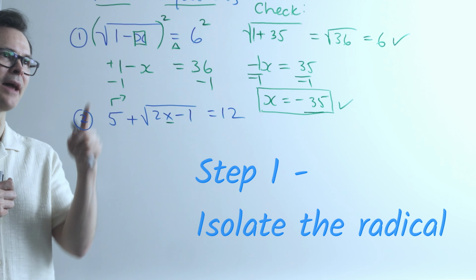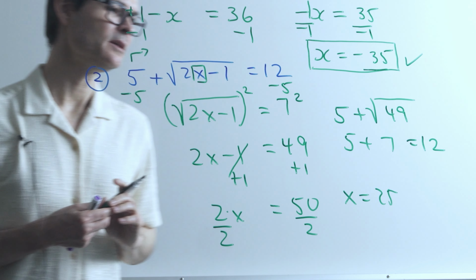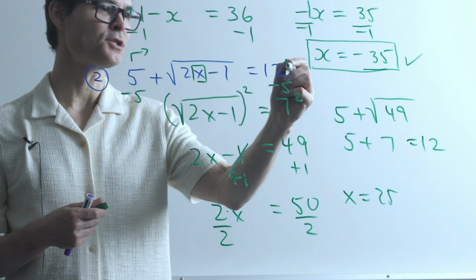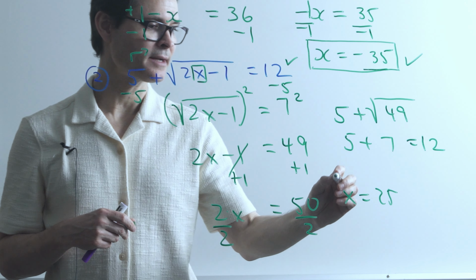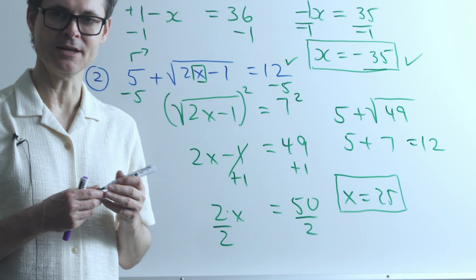And the square root of 49 is 7. And 5 plus 7 is 12. And you can see it checks out. The other side is 12. I want to make sure that this number is going to balance the original blue equation. So it checked out, so I'm going to accept that as my answer.